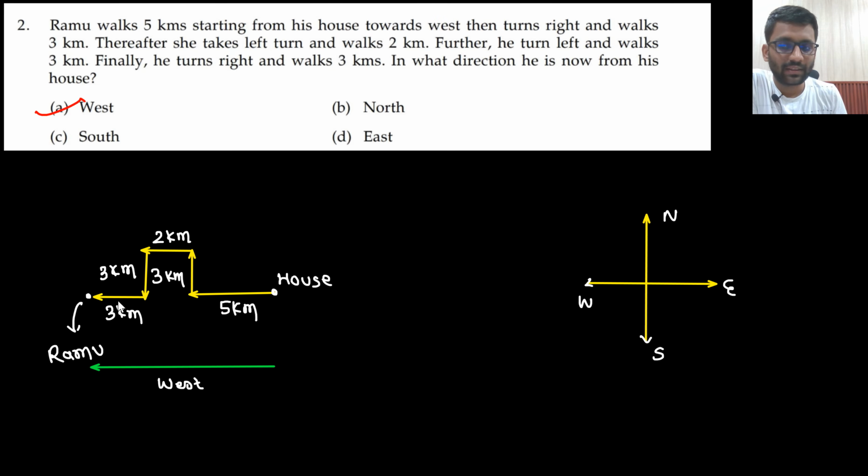Where he is with respect to his house. So house will view him in west. So where he is with respect to his house, from his house or with respect to his house. So did you understand? Okay.